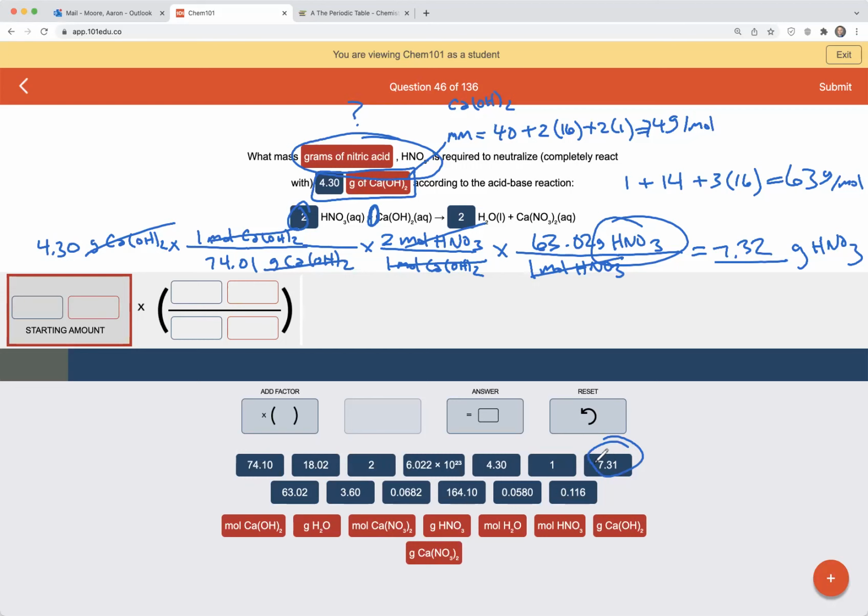Now just putting all this in the scaffolding. So the starting amount is 4.3 grams of calcium hydroxide.